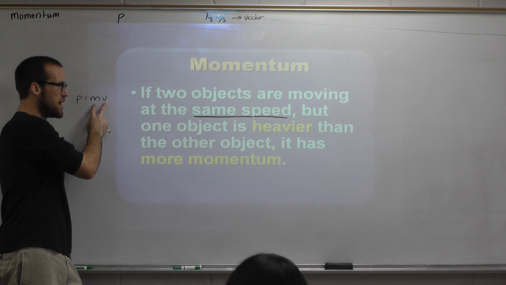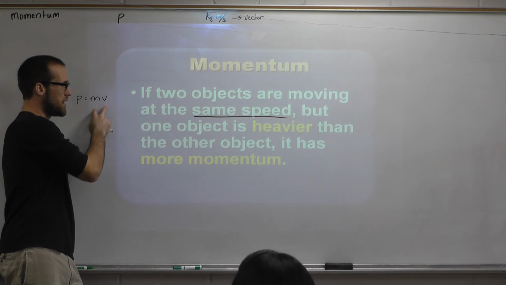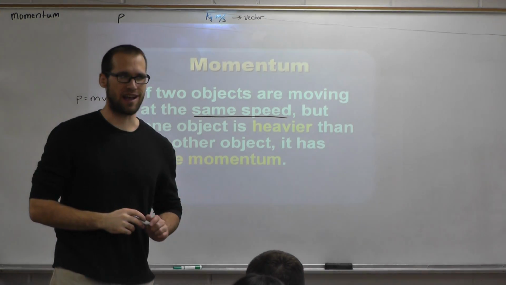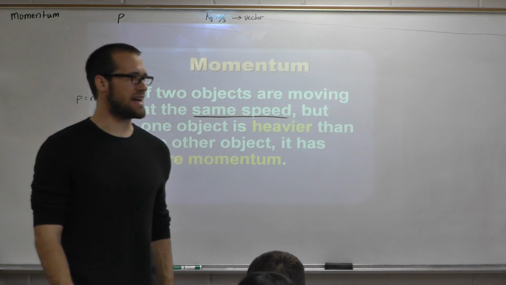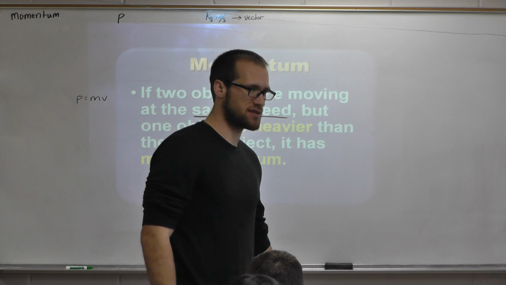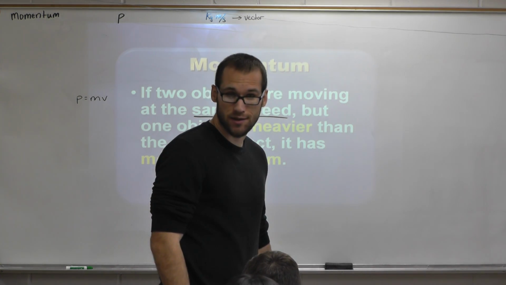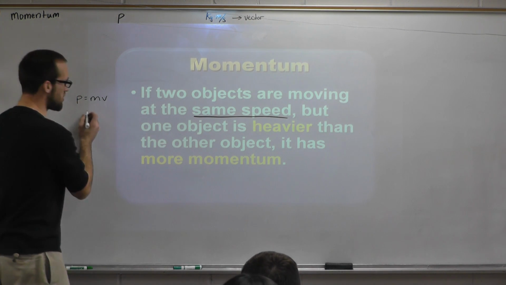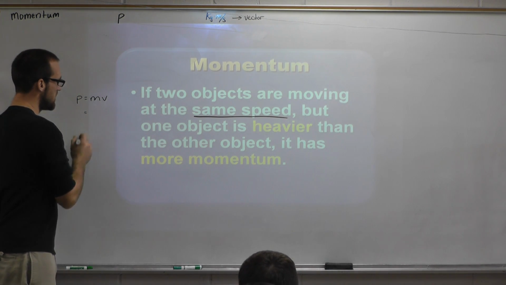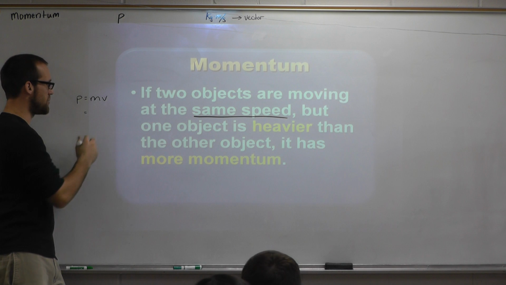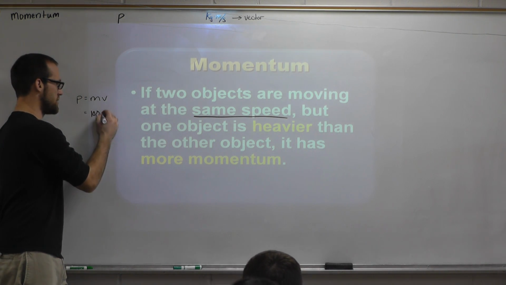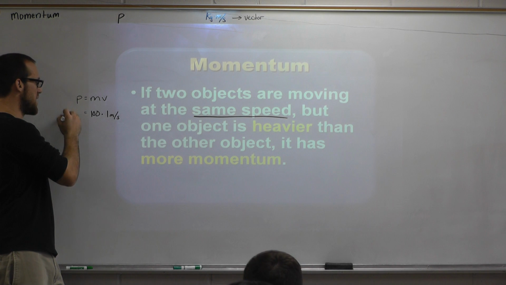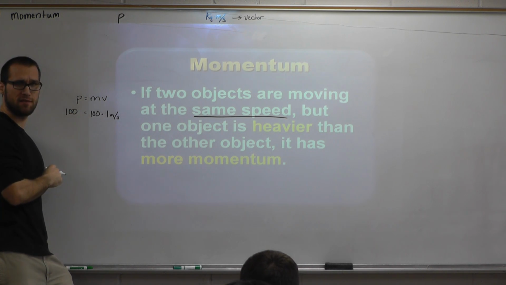Pay attention here, because believe it or not, you can have an object that has less mass that has more momentum than an object that has more mass. Let me prove it to you. Okay, let's use this equation just to prove this. Let's say I have an object that is 100 kilograms, and it's moving at 1 meter per second. Its momentum is 100. Does that make sense?